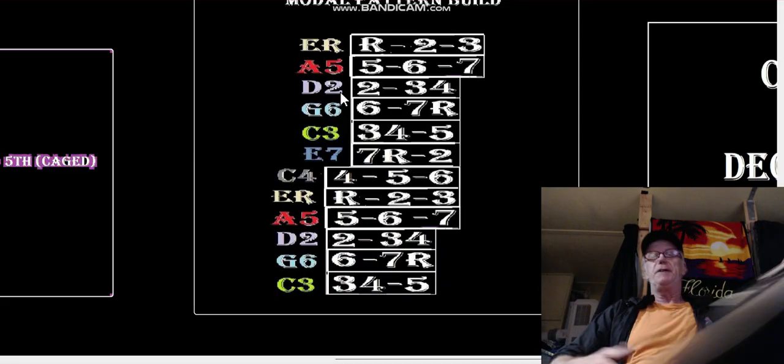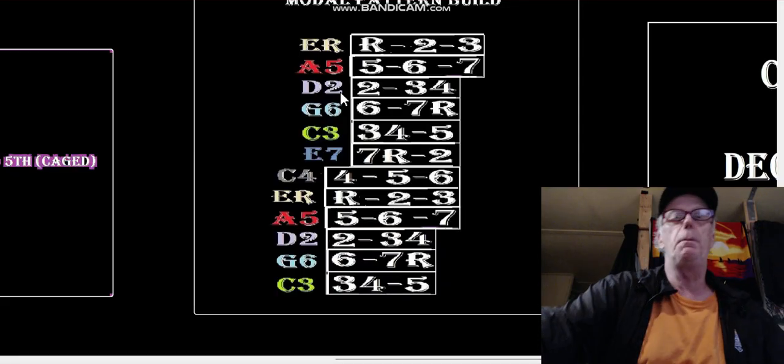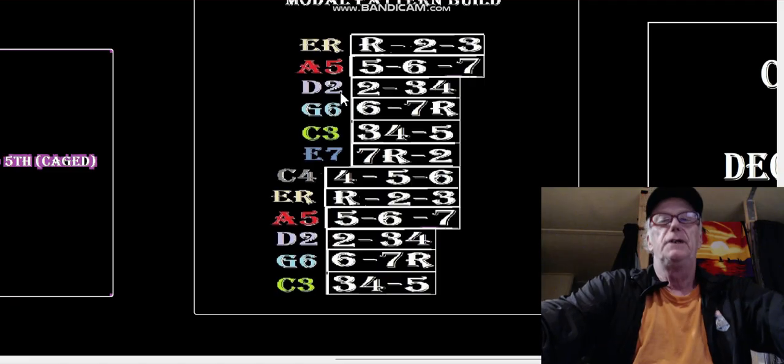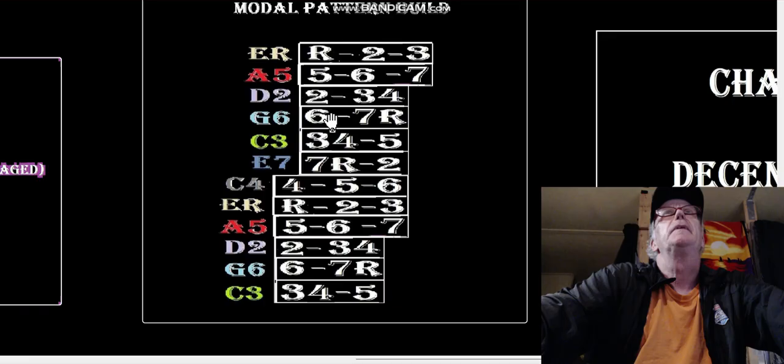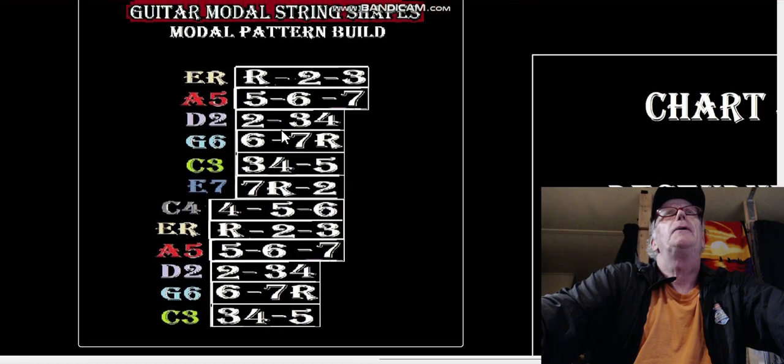Because the pentatonic doesn't give you the modal quality. So this is an important thing to remember. So we did that. Let's calm down now. So that's the benefit of the modal builds, is we can start anywhere.